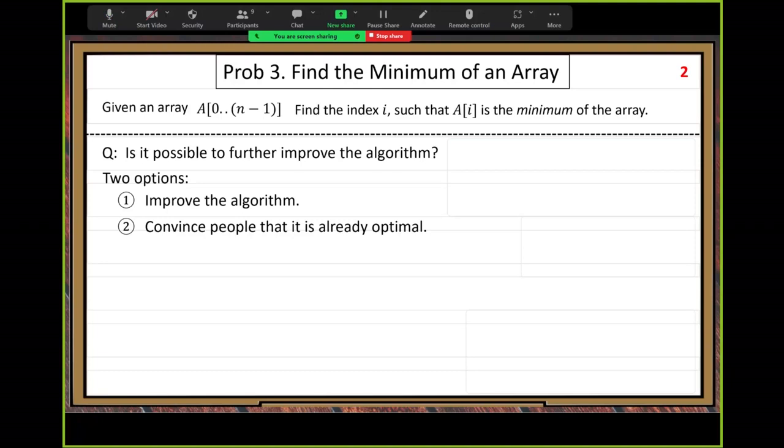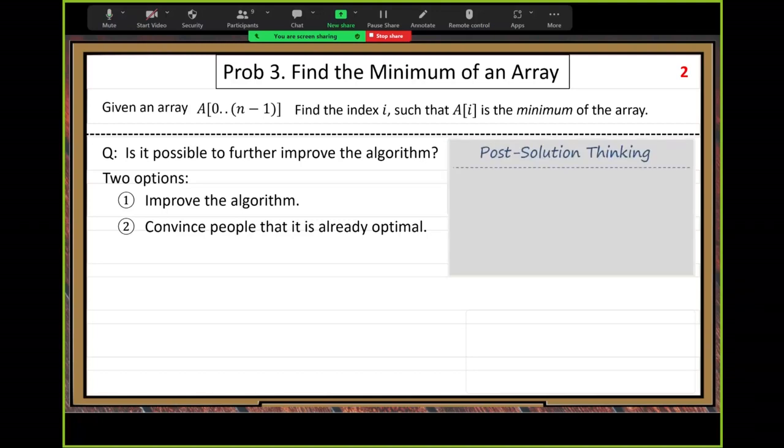So then we do not need to do anything, right? Already optimal. The best we can get. Here we want to try the second option, because for the first one, nobody knows how to improve it. So the first option is too hard. Now we want to try the second option.